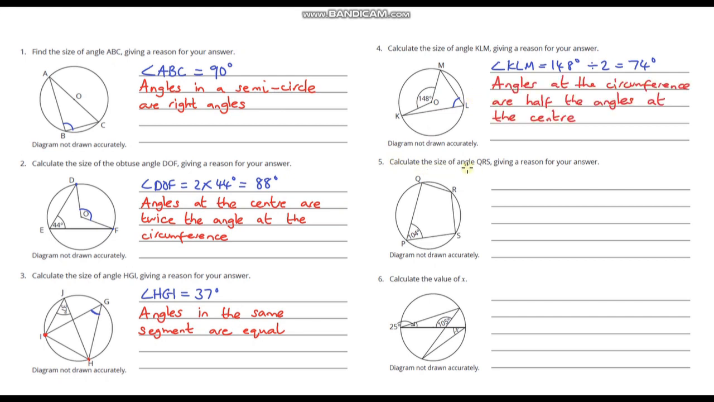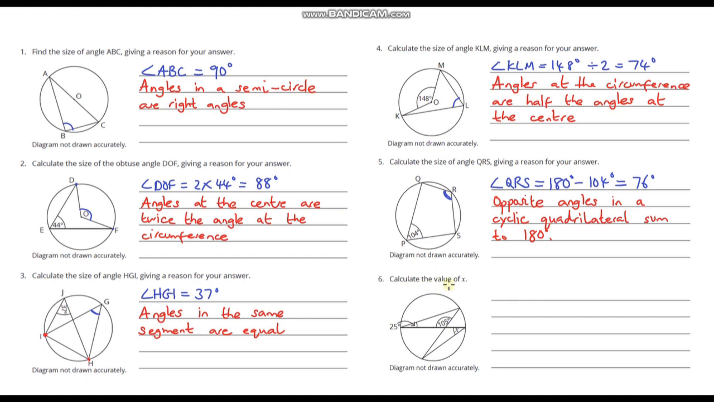Question 5, calculate the size of angle QRS. So QRS, that's this angle here. And here we've got a cyclic quadrilateral. And we know that opposite angles in a cyclic quadrilateral add up to 180 degrees. So we can just take 104 away from 180 degrees. So angle QRS is going to be 180 degrees minus 104 degrees, which gives us 76 degrees. And our reason is opposite angles in a cyclic quadrilateral add up to 180 degrees.